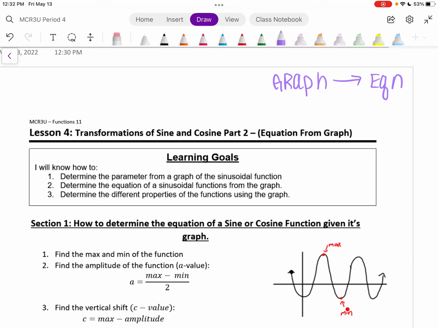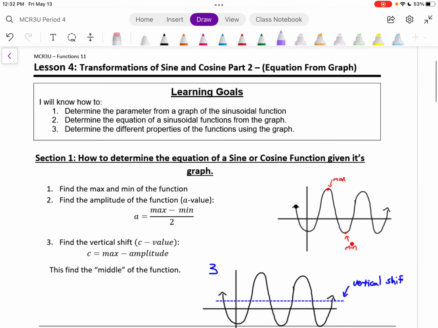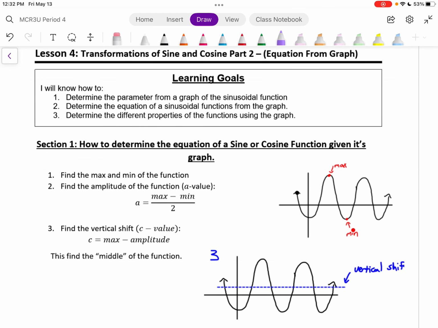What we're going to be doing now is using our sinusoidal function in order to determine the parameters of the graph, right? And then once we find the parameters of the graph, we can actually determine the equation, because then it's just about plugging things in, right? And then we're going to figure out how we can determine different properties of the function by looking at the graph.